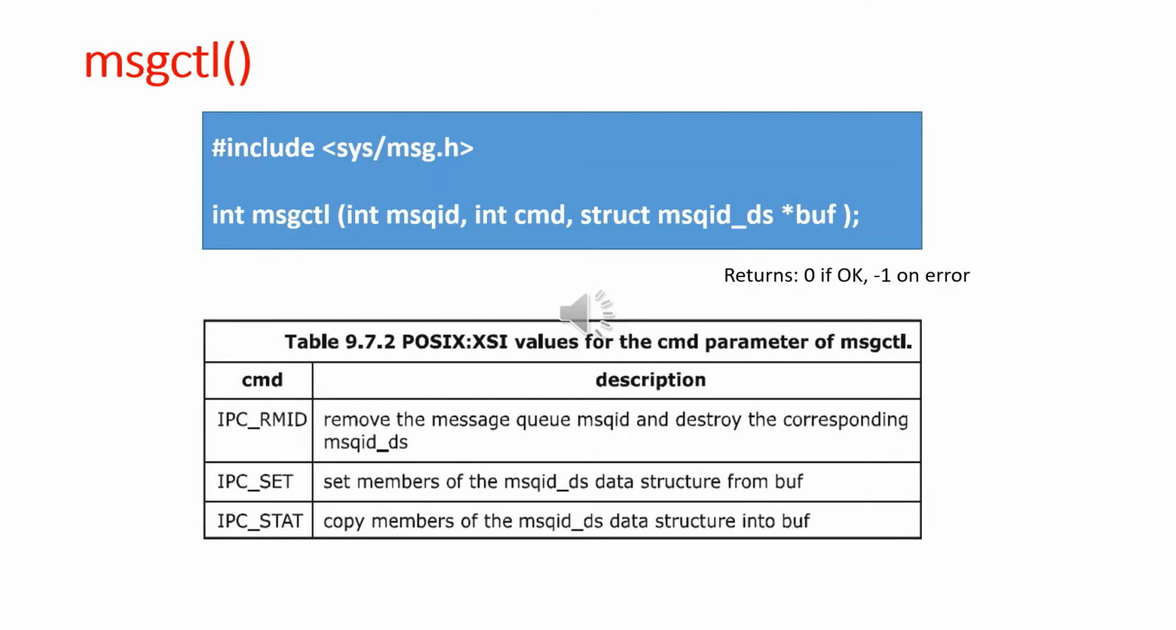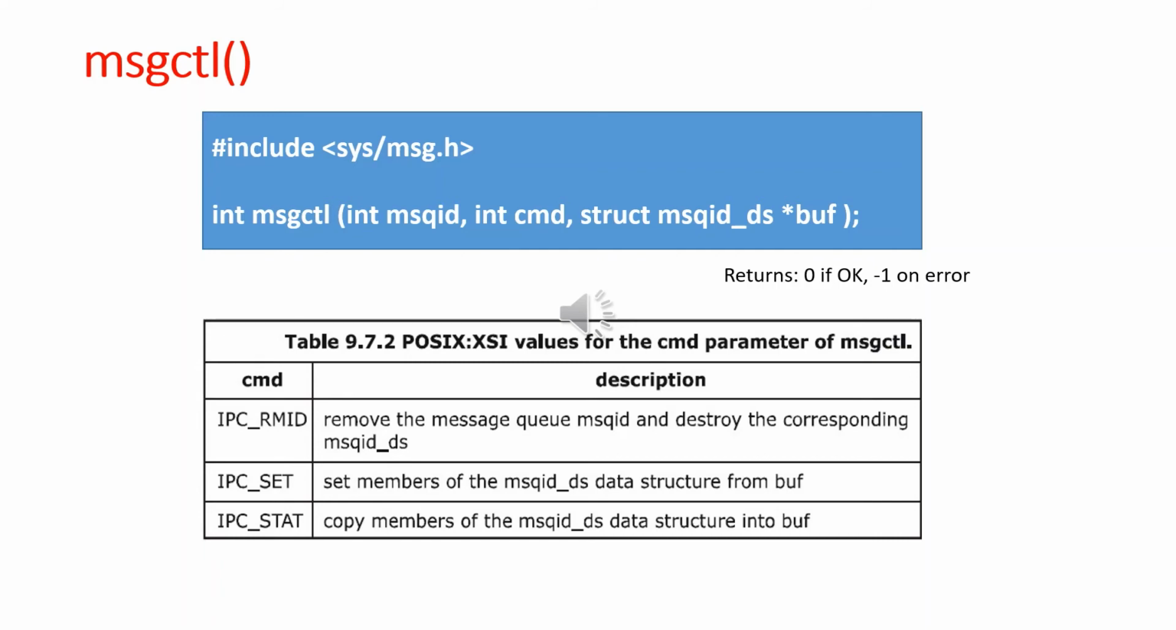In that we discuss CMD. In that CMD, there is a command IPC_RMID. That command removes the message queue msqid and destroys the corresponding msqid_ds. The second one, IPC_SET, is one more command. It sets the members of the msqid_ds data structure from the buffers. You can collect all the data structures from the buffer and then make the setup. Then IPC_STAT is one more. It copies the members of the msqid_ds data structure into the buffers.